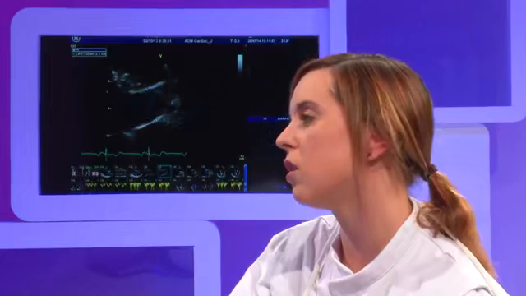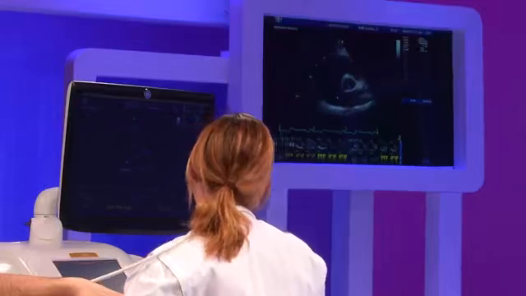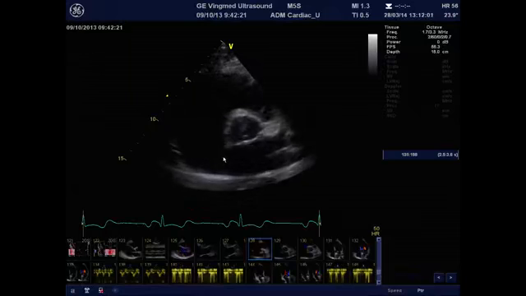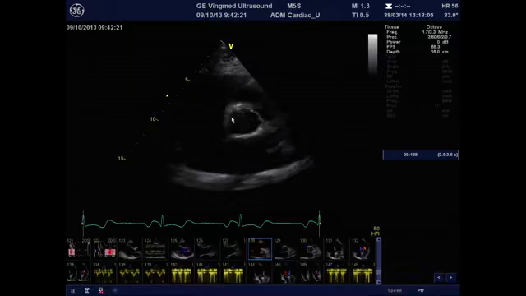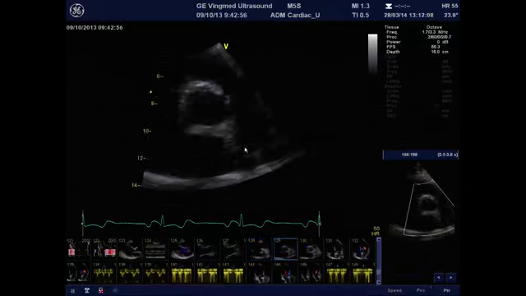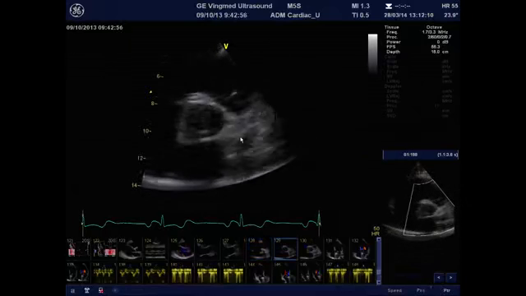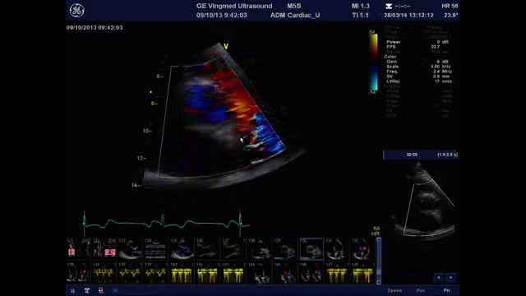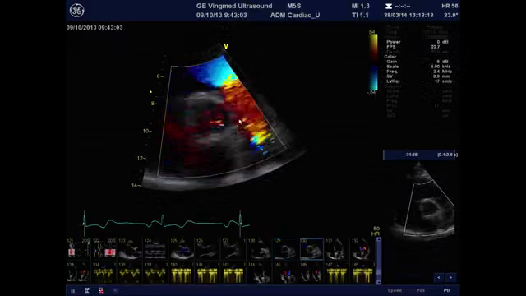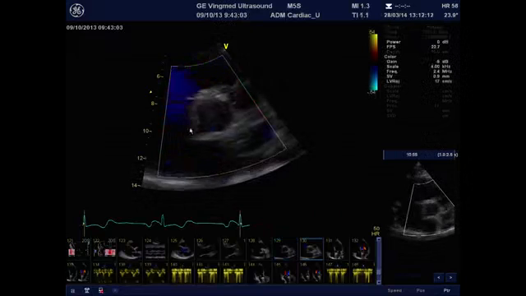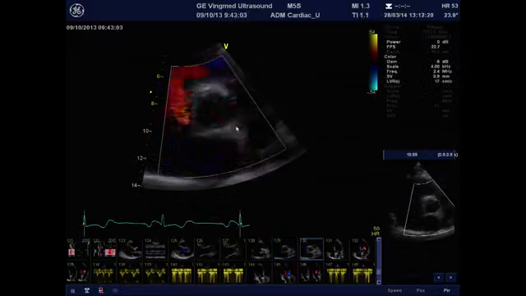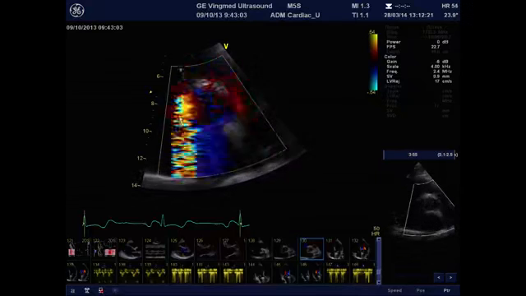Now, we're going to switch to the parasternal short axis view. Again, you can see the movement of both leaflets over here with the zoom mode. And if you add color Doppler, you can see that there's no significant leakage, and you should search specifically for paravalvular leakage in that view.